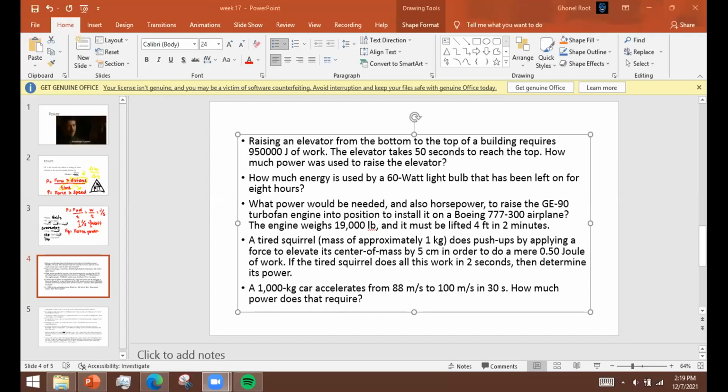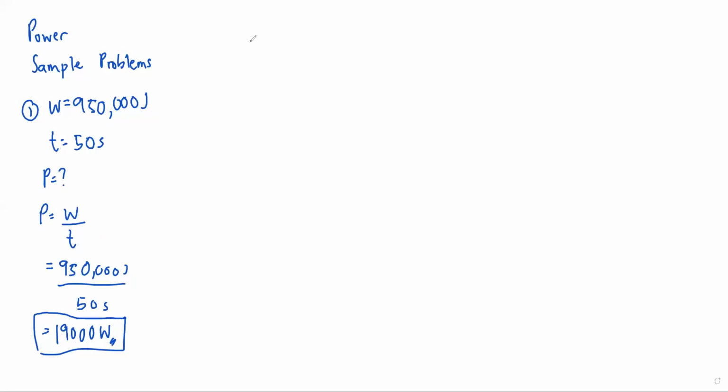Okay, next tayo guys. How much energy is used by a 60-watt light bulb that has been left on for 8 hours? So, how much, kung gaano kadaming energy yung nagamit. Okay? So, may power na given and then may given na time. Okay? So, number 2. First, we have power which is equal to 60 watts. Okay? And then meron tayong time na 8 hours.